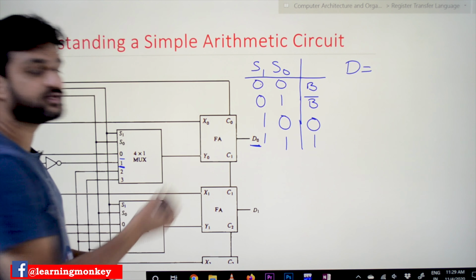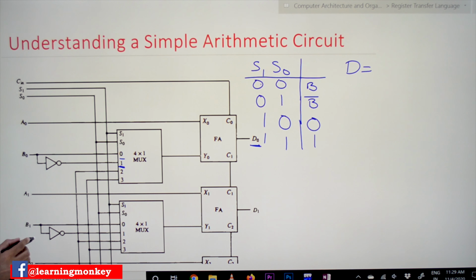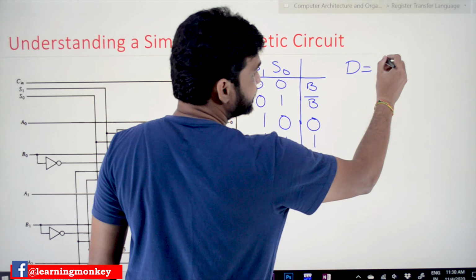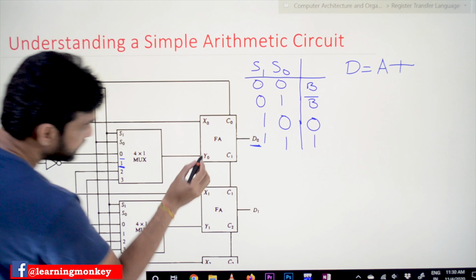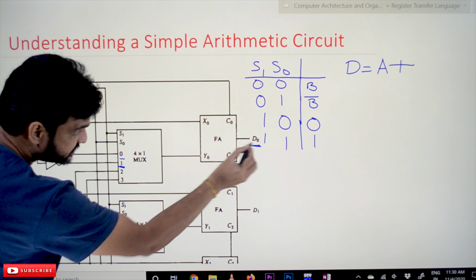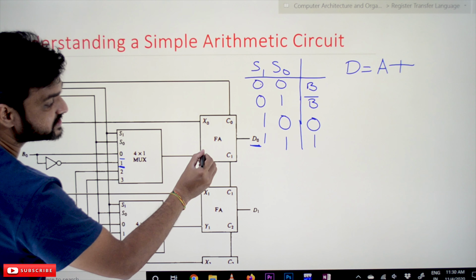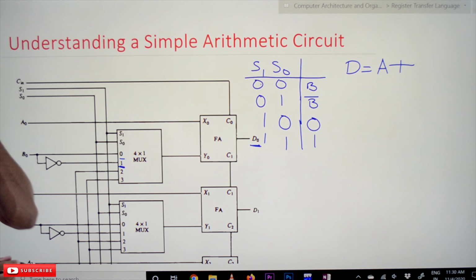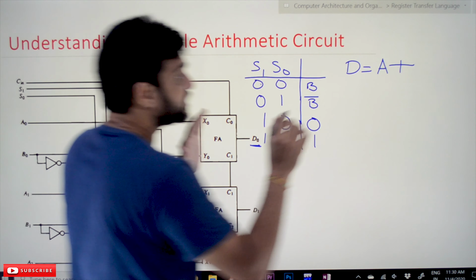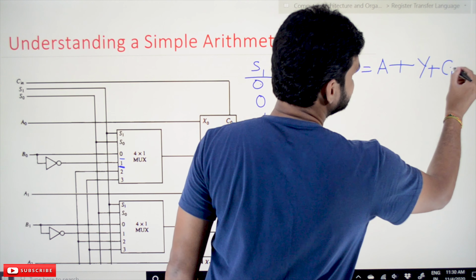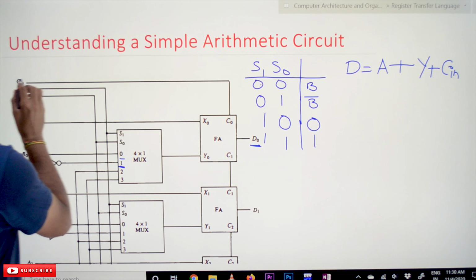So the X0 value on each and every full adder is directly connected to A. Okay, so in order to generalize the terms, the D value is generated by the sum of A plus Y. How is this value of Y decided? It is decided by S0 and S1. So the sum of A plus Y plus the next input is C in. What is the value of C in?